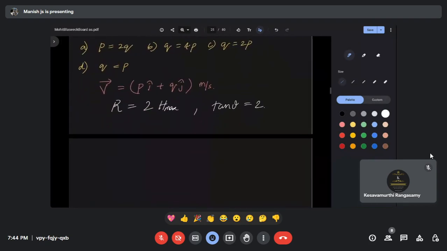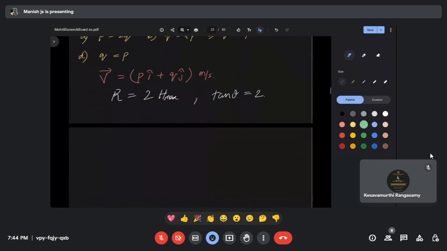What are the components of the given vector? X-axis and Y-axis. Yeah, exactly. So can't you write tan theta as y-axis component upon x-axis component? Isn't it? Vy upon Vx. Is it possible to write like this?